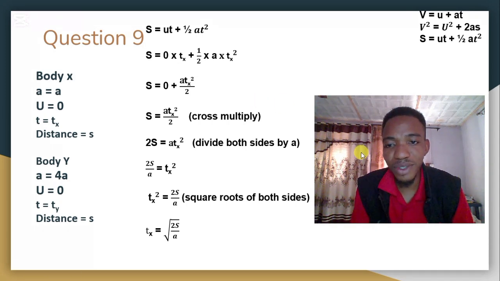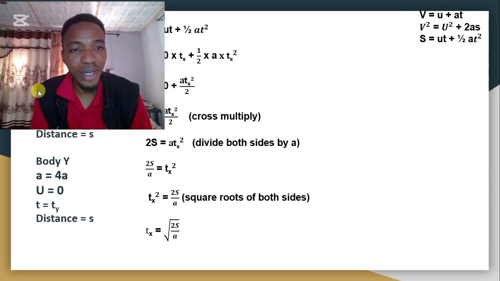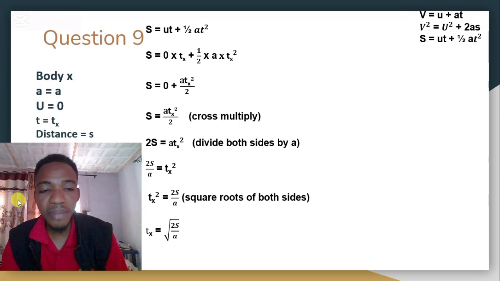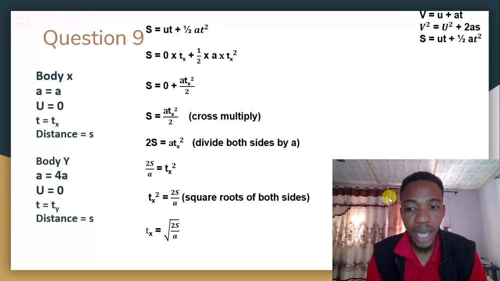All right, so let's do the same thing for ty. Let me move my face away from here and put it somewhere else. To find ty, we have to go through the same thing. And how do we go through the same thing? Use the same formula, s equals ut plus half at squared, and that's what we're going to do.